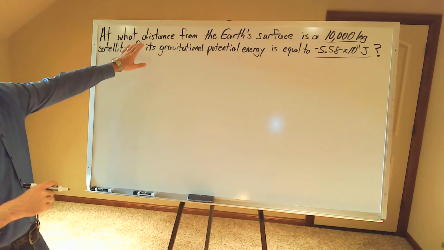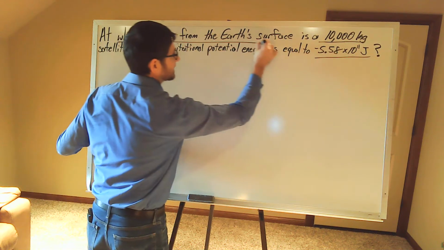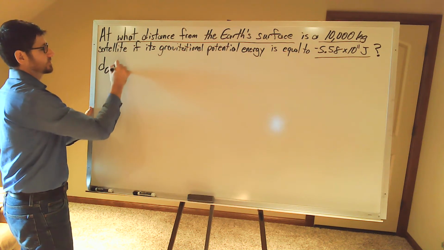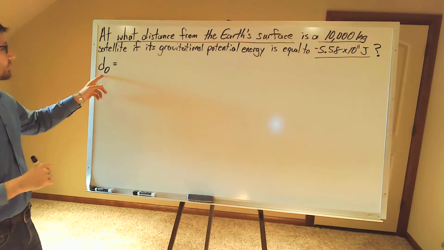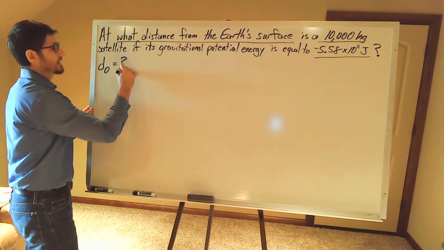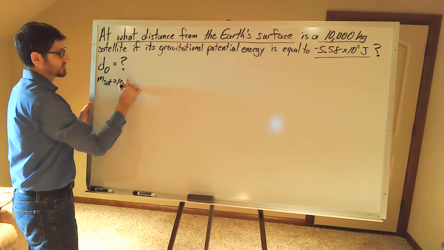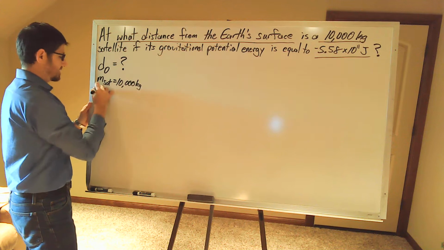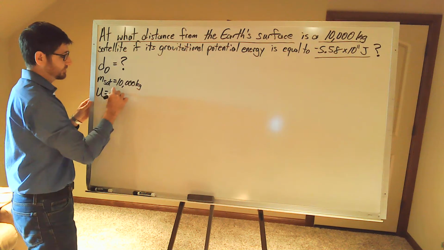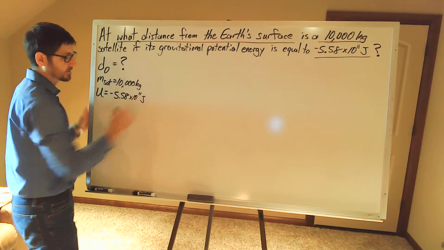Okay, now let's take a look here. It says what distance from Earth's surface. So what that's really asking us for is the altitude. What is the altitude of the satellite? And remember that altitude is identified by d sub 0. So that is our unknown. The mass of the satellite is 10,000 kilograms. And our gravitational potential energy, identified by capital U, is equal to negative 5.58 times 10 to the 11th joules.